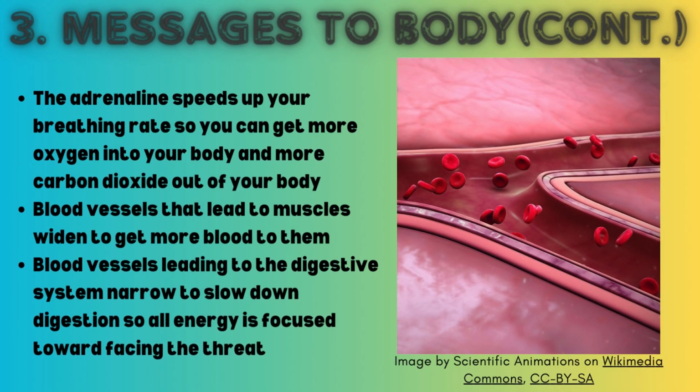That glucose goes to our muscles through the bloodstream, so more energy is directed to the muscles. It also helps our heart beat faster to get more of that glucose and oxygen to our muscles. The adrenaline also speeds up your breath rate so you can get more oxygen into your body and more carbon dioxide out of your body. Blood vessels, which are like pipes that carry blood, that lead to muscles, widen so more blood can get to them. And blood vessels that lead to the digestive system narrow so digestion slows down so we can focus all our energy on facing a threat.